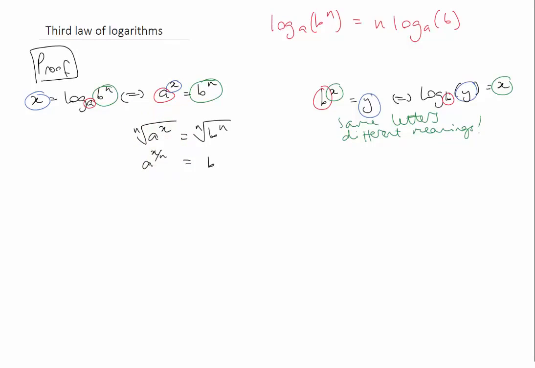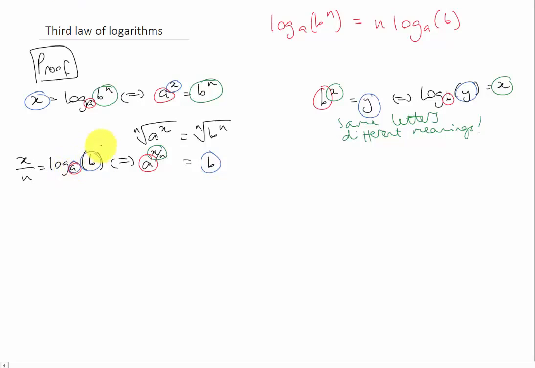And now let's go back to this equation, so we can change it back into a logarithm again. So our base in this case is a, which is being raised to the power x over n, which is all equal to b, which is the same as our y here. So that means that this is equivalent to saying that x over n is equal to the logarithm in base a of b.